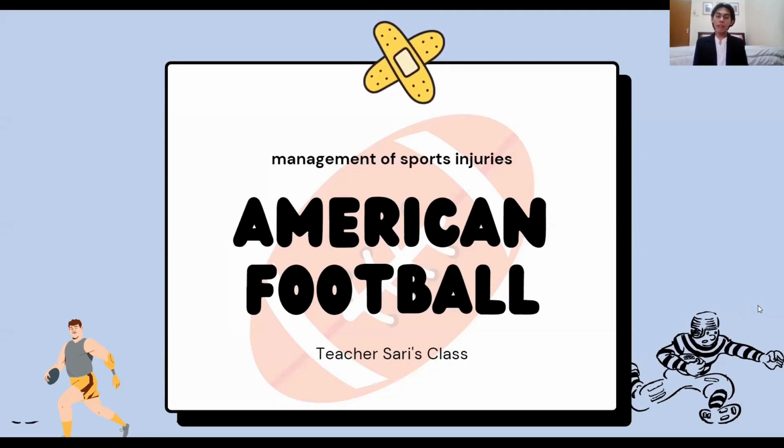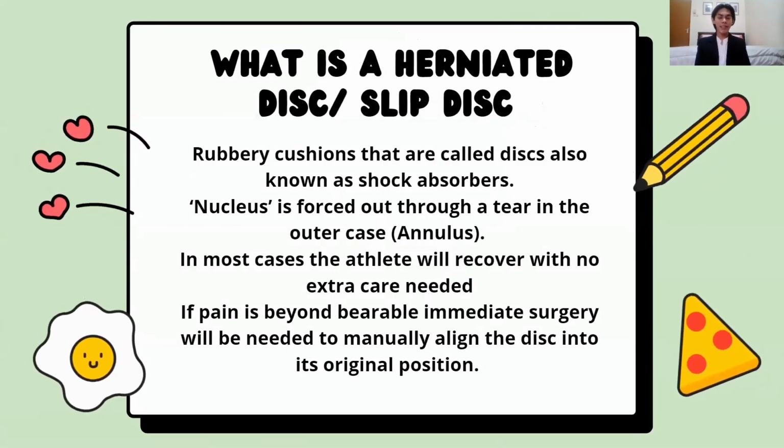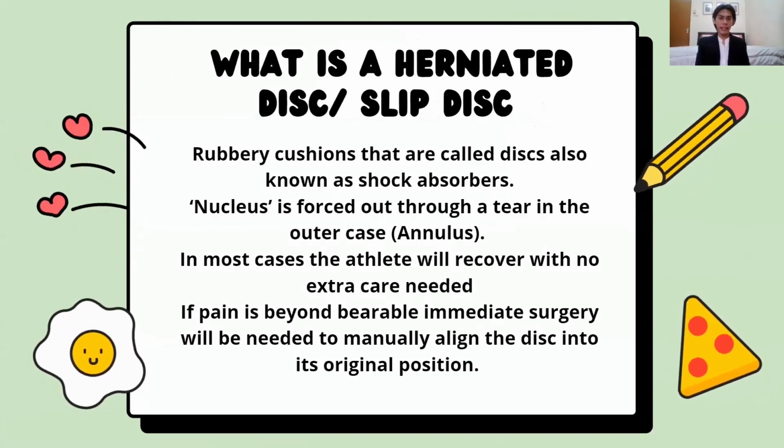My group and I went with this type of sport known as American football, also known as rugby. Now, let's look at the types of sports injury that these athletes have to face. The first type of sports injury is known as a herniated disc. What is a herniated disc?